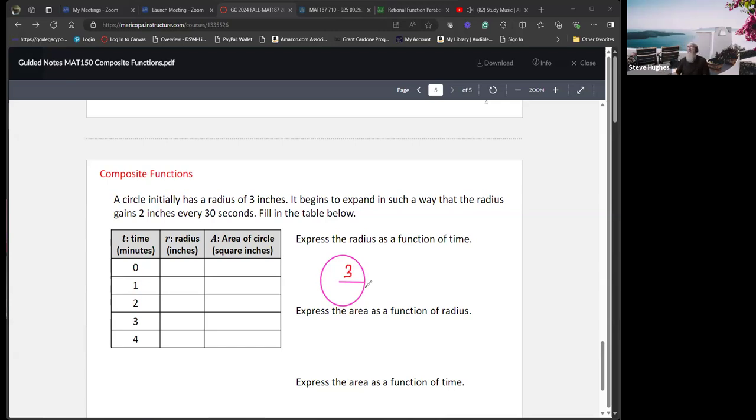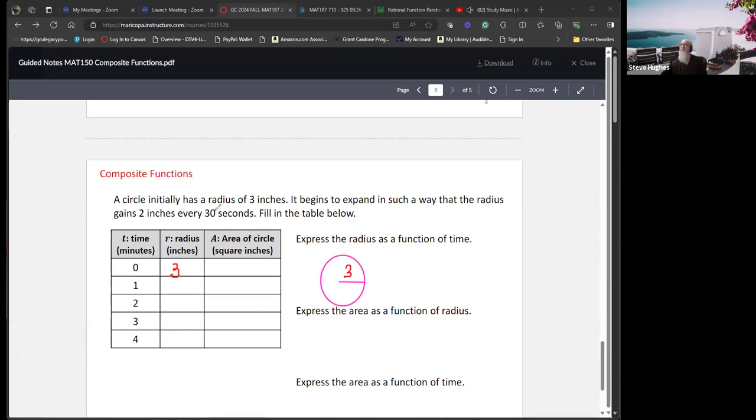Then it says it starts to expand such that the radius gains 2 inches every 30 seconds. All right, let's try filling in the table. When t is 0, what's the radius of this circle, everybody? 3, right? Exactly. 3. All right, at 1 minute, what's the radius of the circle?